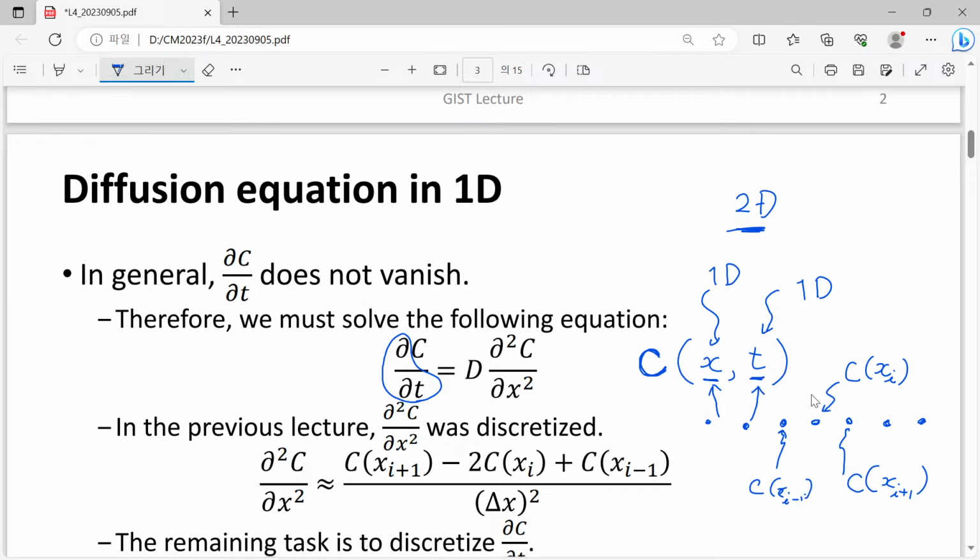Of course, let's say that this is a time domain, and now we have C at the same points. However, now we have a different time index, k plus 1, and let's say this is the time domain.